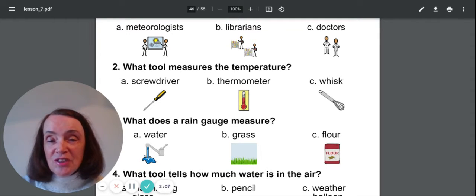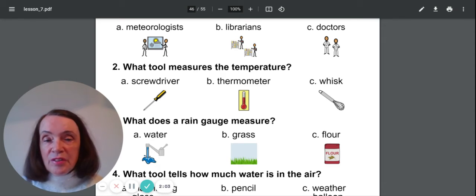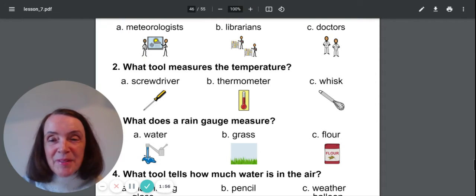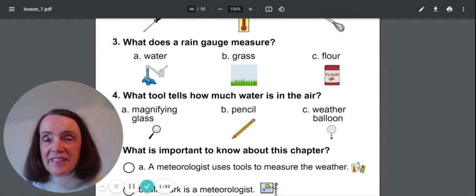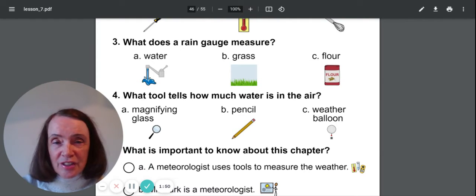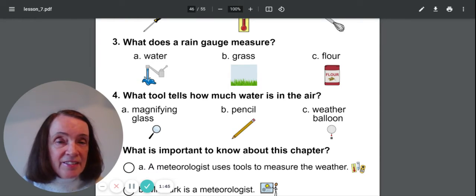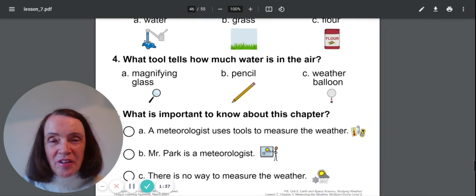What tool measures the temperature? Was it a screwdriver or a thermometer or a whisk? If you said thermometer, yes, you'd be right. Good listening. And what does a rain gauge measure? Does it measure water or grass or flour? If you said water, you'd be right. Yes, that's the right answer.